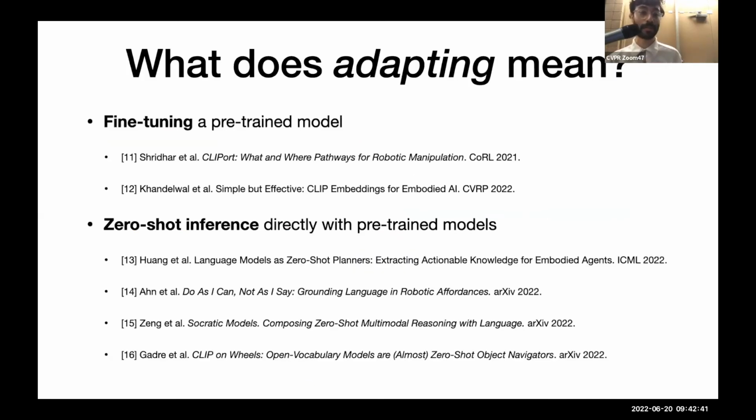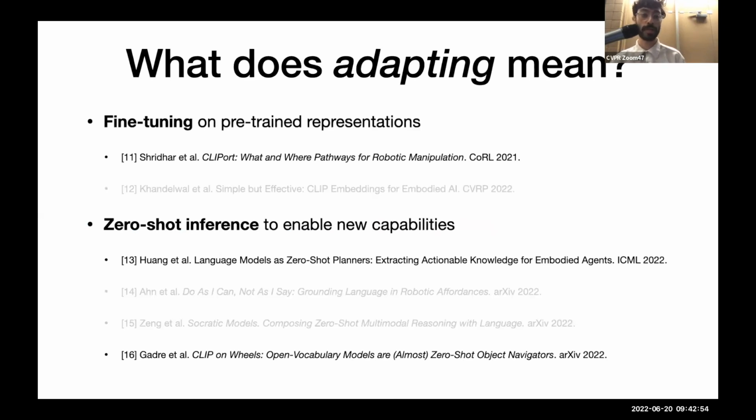I could mean a couple of different things. One thing is fine-tuning on top of these representations. Another could be zero-shot inference, so directly using their zero-shot capabilities for robotics. I'm going to talk about a subset of this work. CLIPort has already gotten a lot of mentions, so I'm just going to breeze over that and then focus on these two works using zero-shot methods.